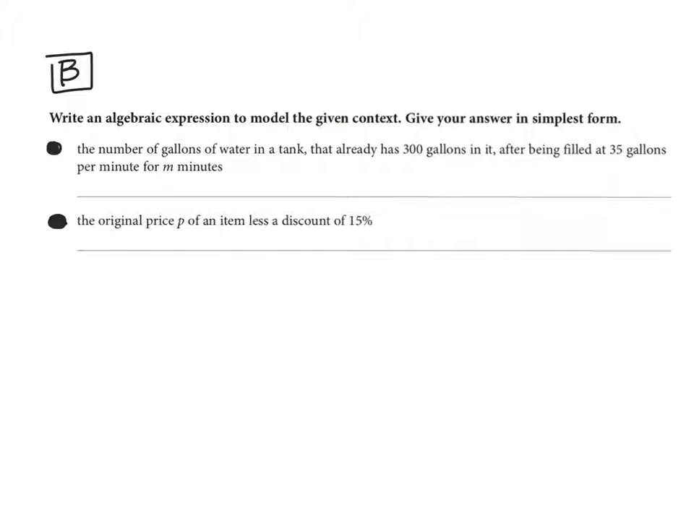All right, so example B is going to ask us to write an algebraic expression, and we know how to write it in simplest form, but for right now I'm actually going to ignore those instructions just to save time. We'll do that in class together. So the number of gallons of water in a tank that already has 300 gallons in it after being filled at a rate of 35 gallons per minute. So the first thing I want to do is just identify, are there any keywords that I see here? And to me, per stands out as a keyword. Remember, per is a rate word, so that means I've got a rate right here for m minutes. So they also tell me to use the variable m.